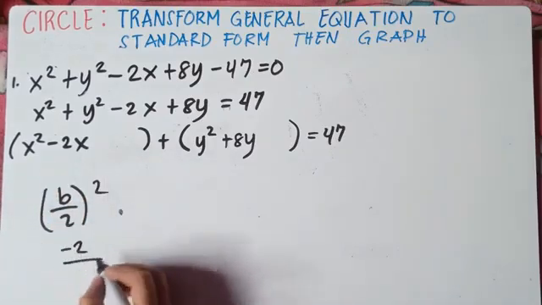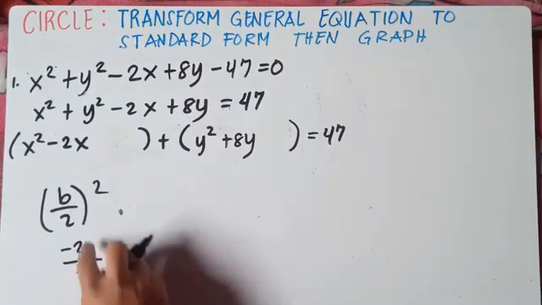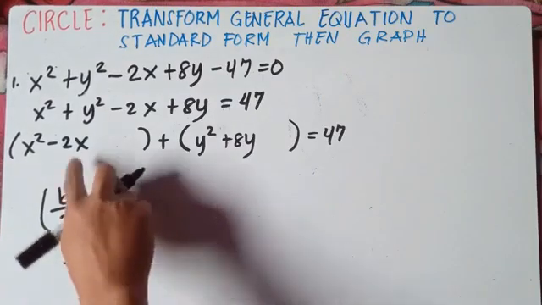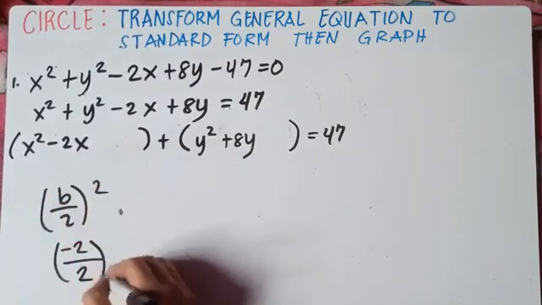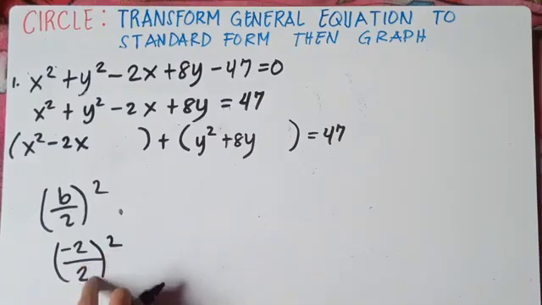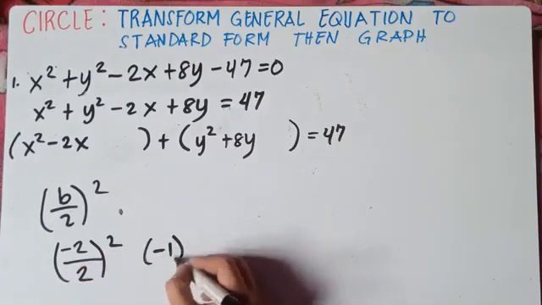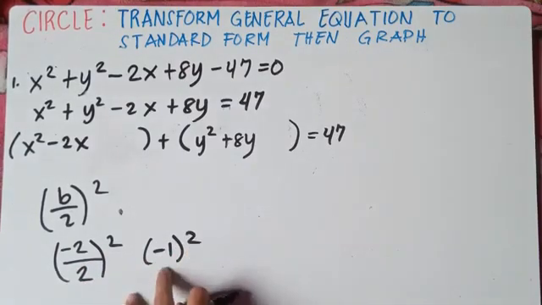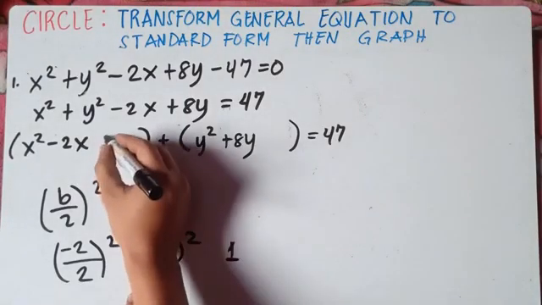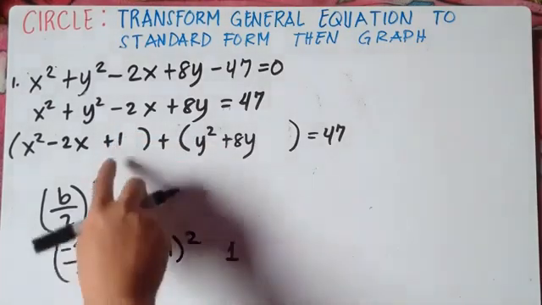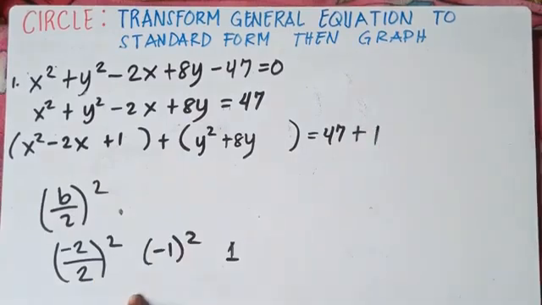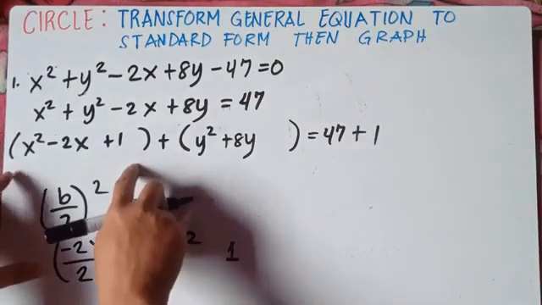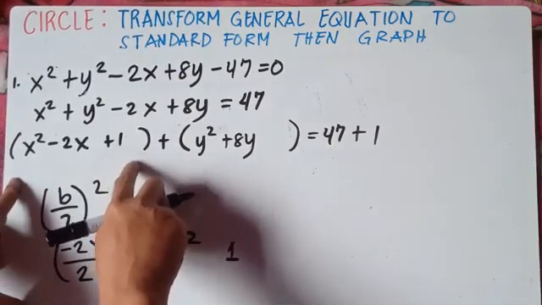So negative 2 divided by 2. The formula is b divided by 2, where b is the linear term beside x, squared. So negative 2 divided by 2 is negative 1, squared. Negative 1 squared means negative 1 times negative 1, that's positive 1. Therefore, you add 1 on the left side. Once you add 1 on the left side of the equation, you also add 1 on the right side. So this will now be the new equation for x: x squared minus 2x plus 1.